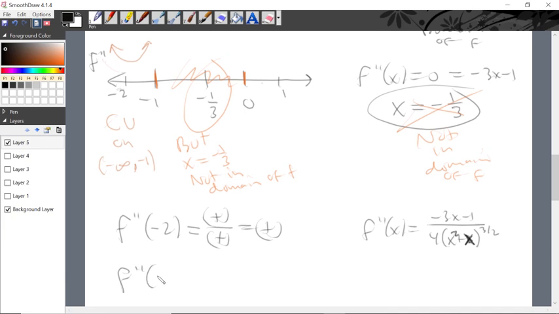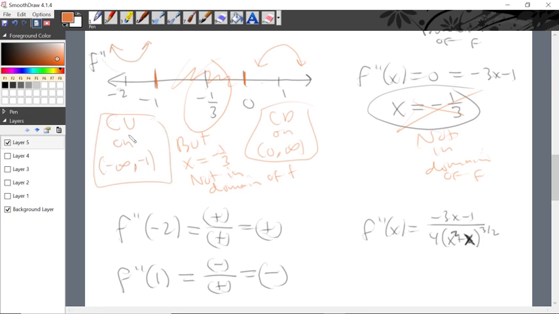Now testing the second derivative at 1, the other test value we have out here. Again, our denominator is going to be positive no matter what. And the numerator, in this case, will be negative. Negative over positive is negative. So our function is therefore concave down on the open interval from 0 to infinity. It's entirely concave up to the left of negative 1, and entirely concave down to the right of 0.